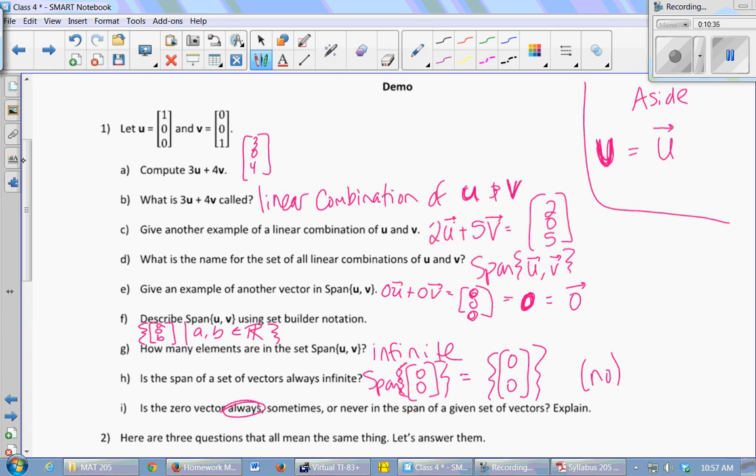All right. Why is it always? Because no matter what vectors you're looking at, the span is the set of all linear combinations, which means multiply them by scalars and add them together, right? If I take all my scalars to be 0, that's going to turn all those vectors into 0 vectors, add them together, and you get the 0 vector. So if you're looking at all the linear combinations of a given set of vectors, 0 will always be in there because you can choose all the constants or weights to be 0.